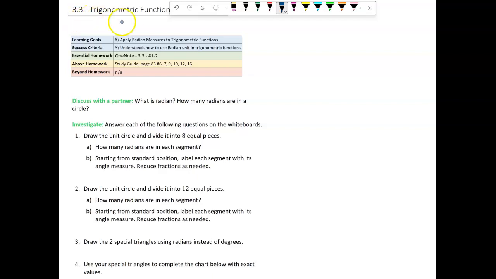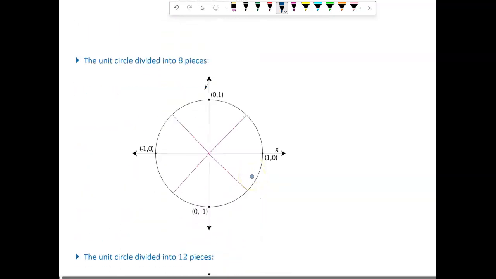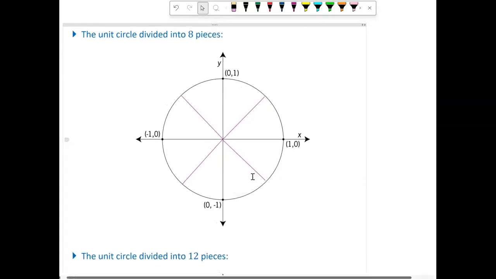Hello class, today we're going to talk about trigonometric functions in radian mode. Throughout this lesson, you're going to learn how to convert all your trigonometric function concepts and apply them when they are in radian mode. So let's go back to the unit circle.